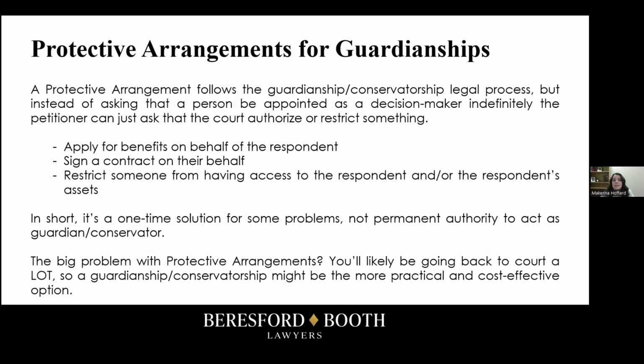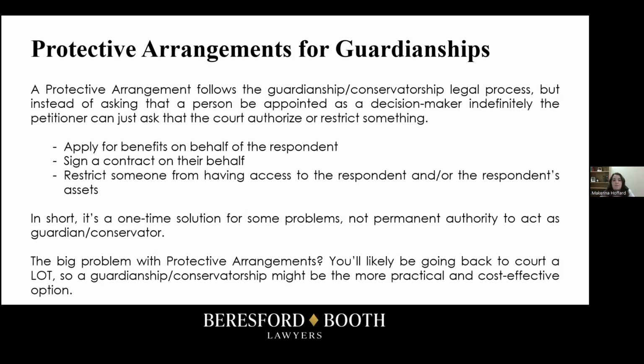But instead of asking that the court appoint a decision maker for an indefinite period of time, right, where they are always the guardian, they're always the conservator until they get removed, the petitioner would instead just ask that the court authorize or restrict something. So some examples I pulled from the statute are that the court could authorize that the petitioner can apply for benefits on behalf of the respondent if they need state aid. I see this a bit with Medicaid: I need to get this person on Medicaid, but they're recovering, I don't think they're going to need a long-term guardian, I just need to get them on it. That can be a useful process, to just petition the court for an order specifying just that.